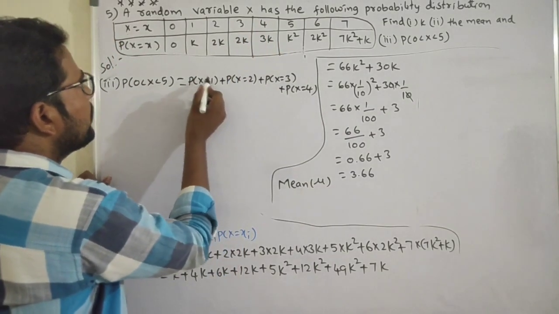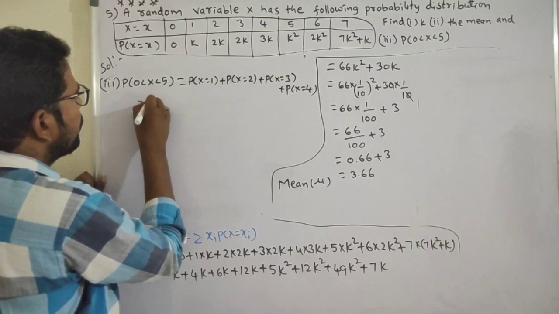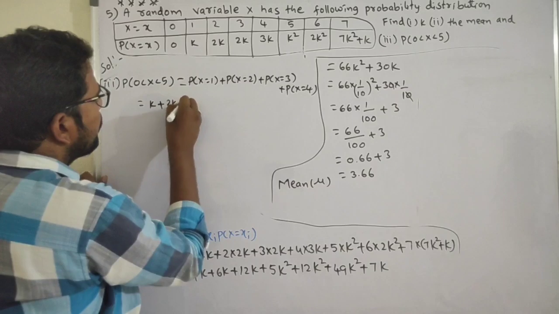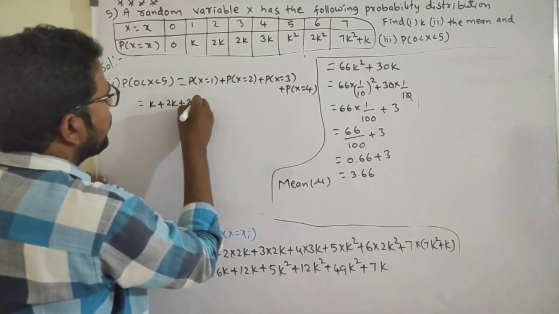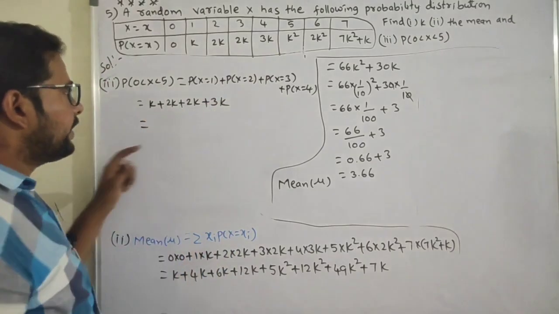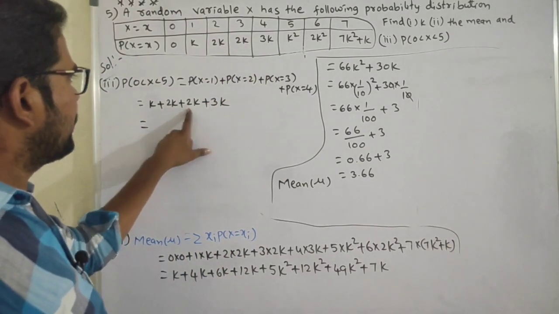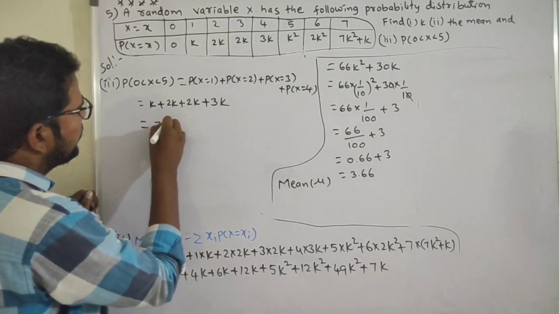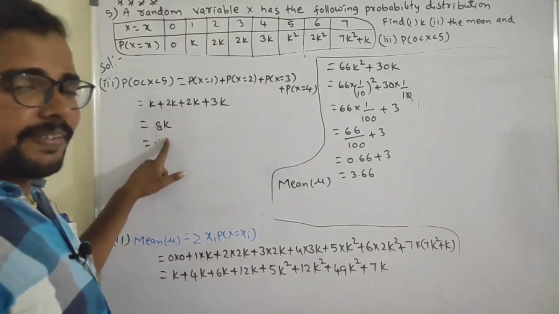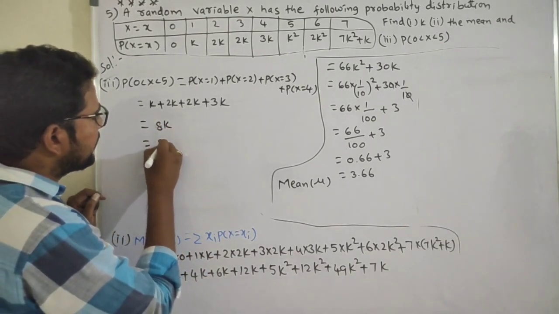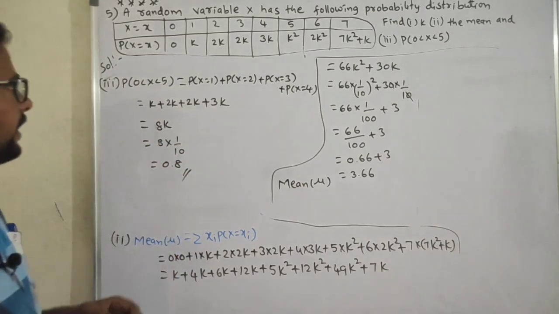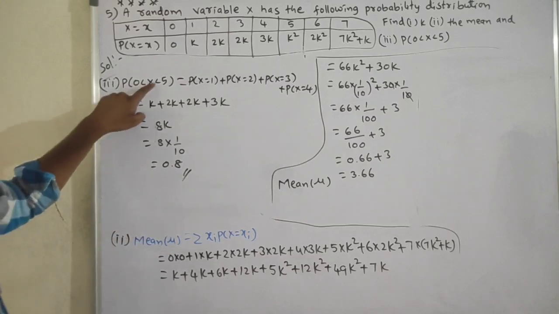So what is the probability of 1? The probability of 1 is k. So k plus the probability of 2, which is 2k, plus the probability of 3, which is 2k, plus the probability of 4, which is 3k. So 3k plus 2k is 5k, 6, 7k, sorry, 8k. What is the k value? Substitute the k value. K is equal to 1 by 10. 8 into 1 by 10 is equal to 0.8. This is the value of P of 0 less than x less than 5.